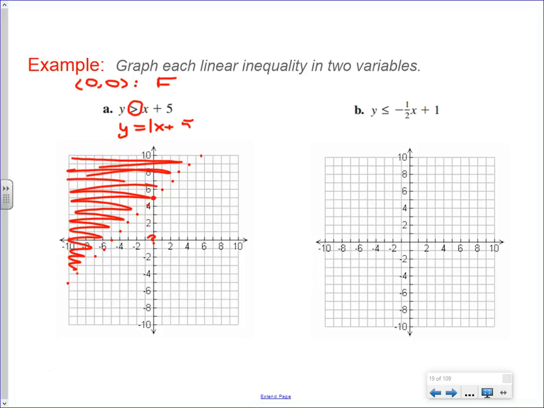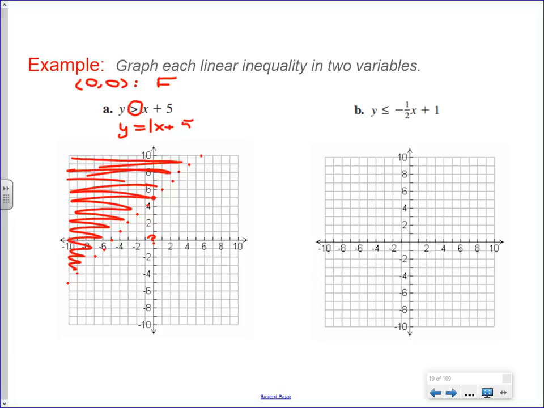If I plug in the point -6, 10, in here, it works. -4, 6, it works. All of these points work. So I shade to show all of these are good. I'm shading to say everybody here. All of these points bad, all of these points good.